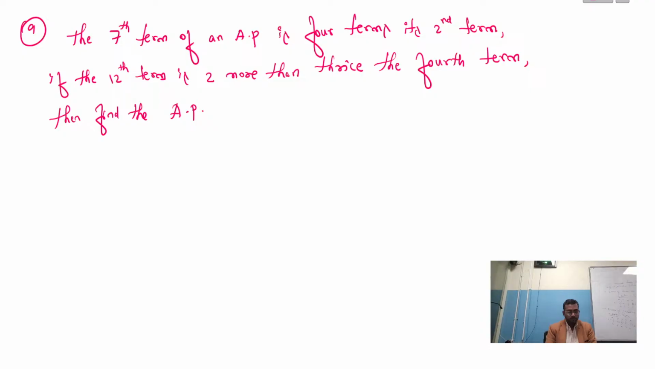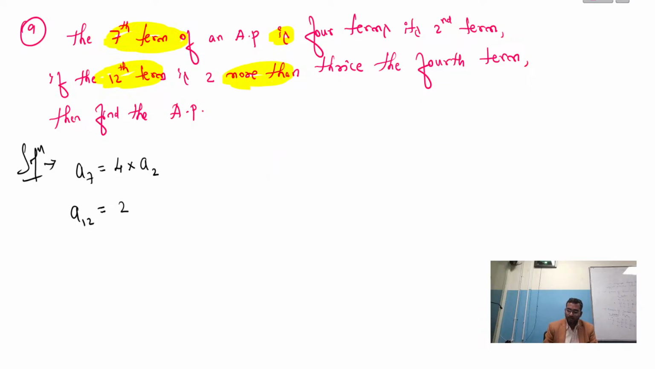Observe, students. Solution. What is the question? If the seventh term of an AP, that means the A7 value, is 4 times its second term. 4 times means 4 into the second term, that is A2. The seventh term value is 4 times the second term. Next, if the 12th term is, what is the value of the 12th term they have given? 12th term is 2.